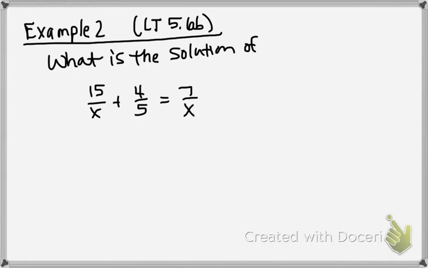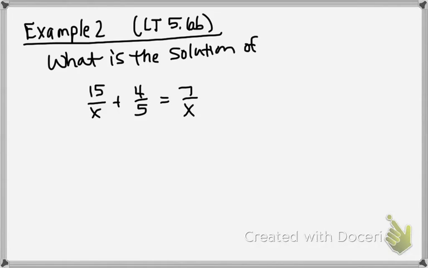So let's now look at an example where we're going to use the least common denominators method. This is example 2, and it's an example of learning target 5.6b. They want us to find the solution of 15 over x plus 4/5 equals 7 over x. So the least common denominator method, what we do is we multiply each term by the denominators to cancel out those denominators so we won't have fractions.